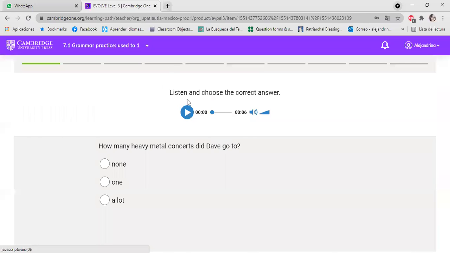Dave used to go to heavy metal concerts when he was in high school. One more time. Dave used to go to heavy metal concerts when he was in high school. Okay, so this is part of the activities that you have to solve in this. You can repeat the activity any time.